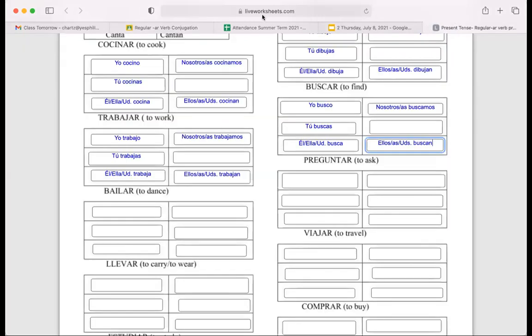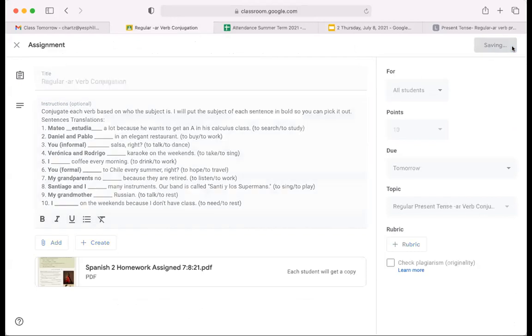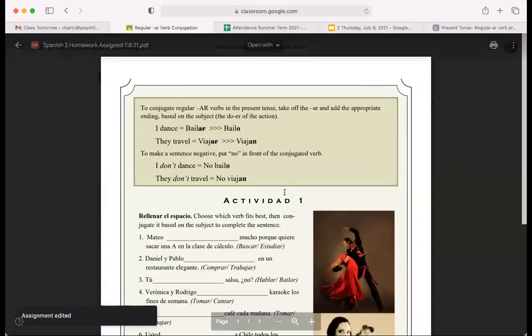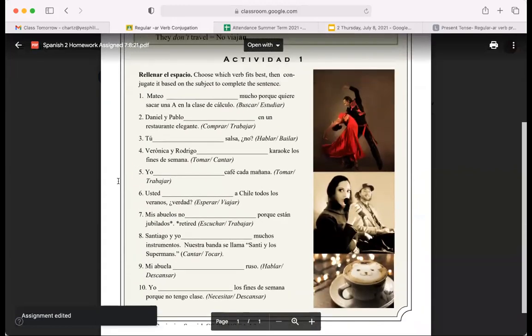Where is this? What did I do? Oh, hold on. Say it again. I'm just going over the assignment. I have it due tomorrow, but if you need more time, it's fine.